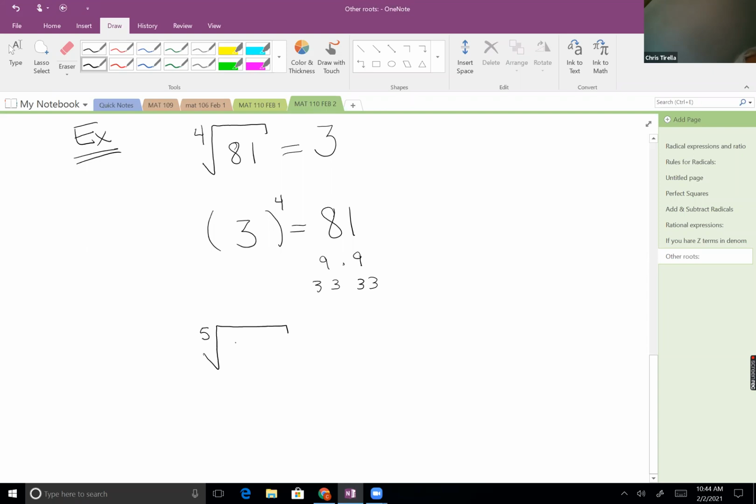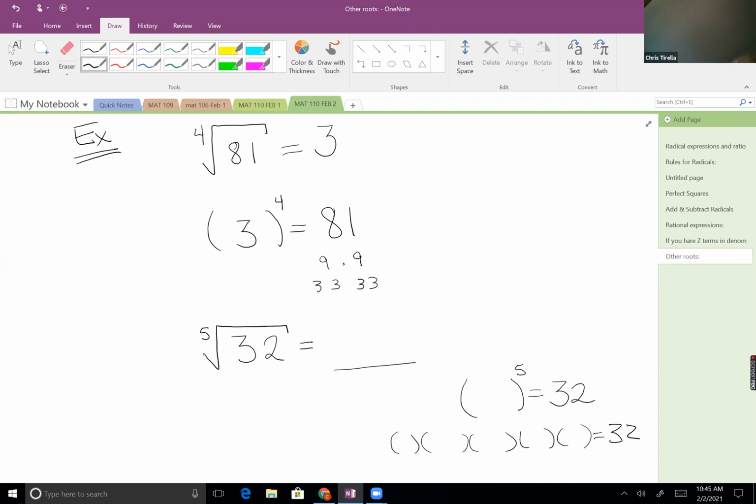What if I asked for the 5th root of 32? Can anybody think of a number that I can raise to the 5th power and get 32? A number that I can multiply by itself 5 times and have a product equal to 32. If you were a guessing person, what would you guess? Two. Let's see, 2 times 2 is 4, times 2 is 8, times 2 is 16, times 2 is 32. So 2 to the 5th is 32, and the 5th root of 32 would then be 2.